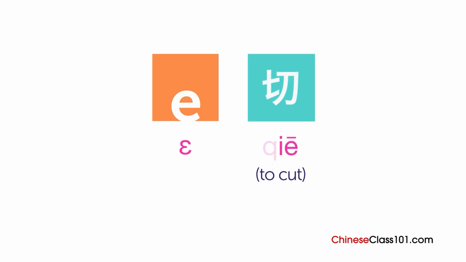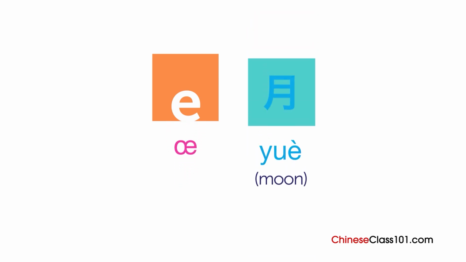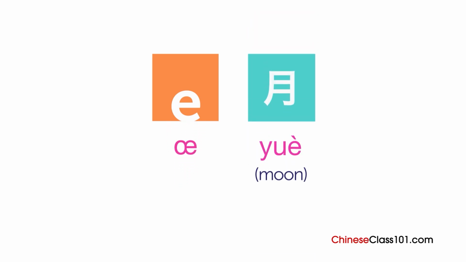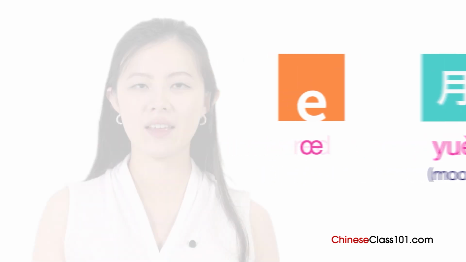When paired like this, it becomes the E sound in red from before. This is identical to the previous sound, but with rounded lips. Try saying the E in red while rounding your lips. Now listen to how Yinru says it.